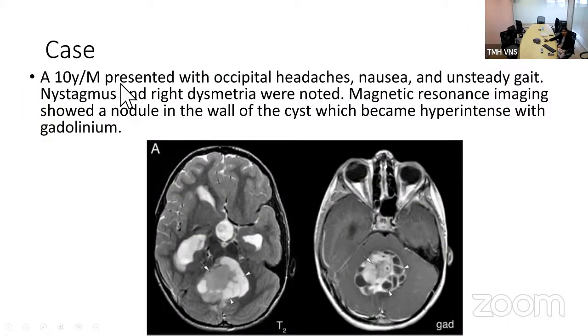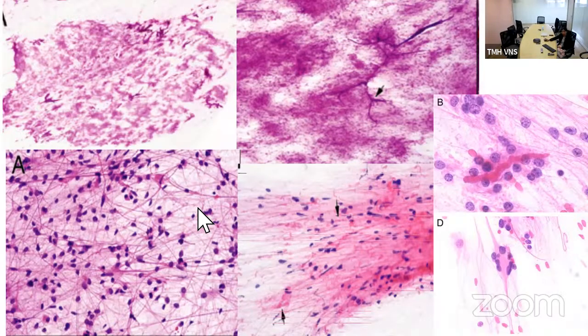Then coming to a 10-year male who is presenting with occipital headache, nausea, vomiting. So this is a posterior fossa tumor, and this is a solid cystic tumor. This is a solid portion which is enhancing on gadolinium. So the likely diagnosis in a child with a solid cystic tumor can either be a hemangioblastoma or pilocytic astrocytoma.